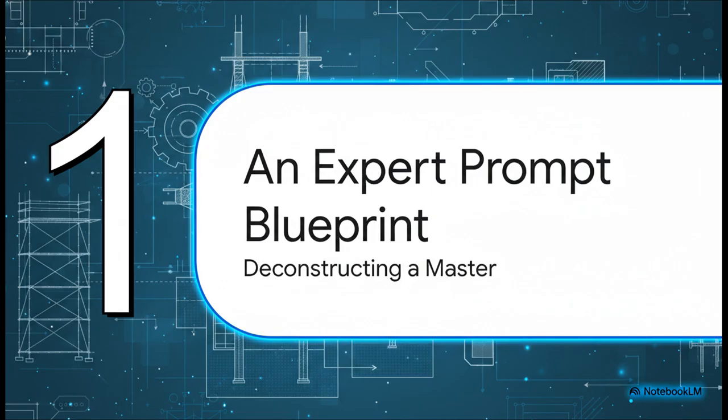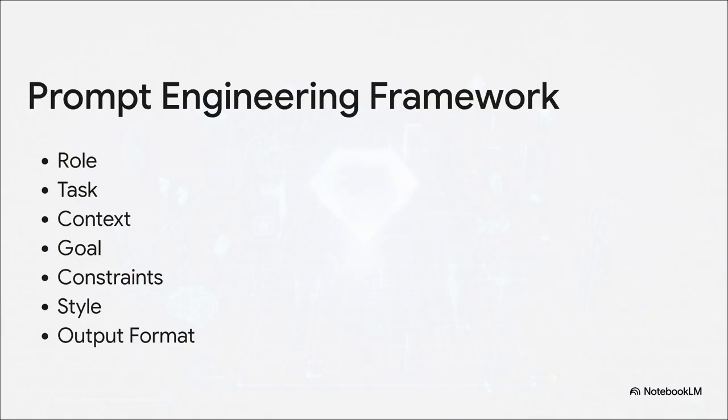I want you to think of a great prompt less like a question and more like a detailed blueprint for a skyscraper. Yeah, it might look a little complex on the outside, but it's really just built from a few simple, distinct parts. We're going to break one down, piece by piece. And here it is. This is the secret sauce, right here. The whole framework. These 7 elements are the fundamental building blocks for pretty much any great prompt you can imagine. Role, task, context, goal, constraints, style, and finally, output format. Let's see how they work using our meeting minutes example.